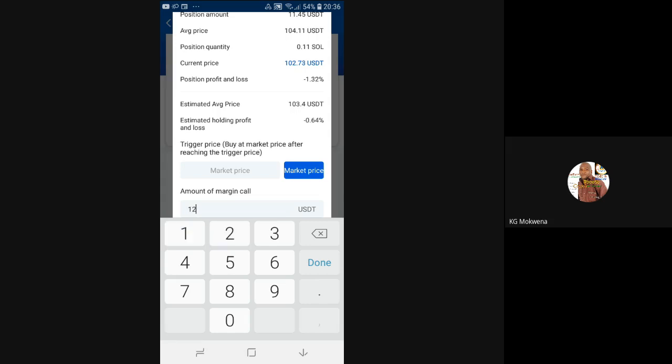So now after you've done this, just use your eyes now. Can you see that the estimated average price is now 103.4? Yes. You can see that, right?